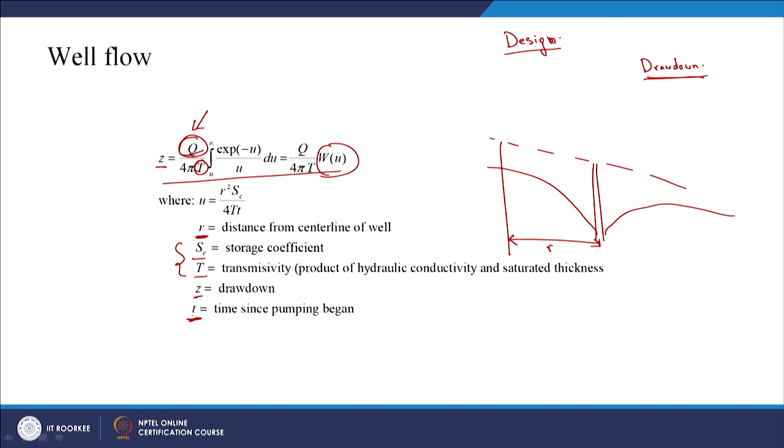Anyway, so what I have is given aquifer properties, let us say, and I know where I want to calculate the drawdown. I can calculate the drawdown given I have the flow rate required. But how do I get the flow rate required? So, now let us look at the design here.